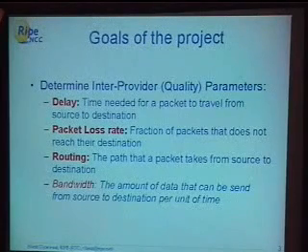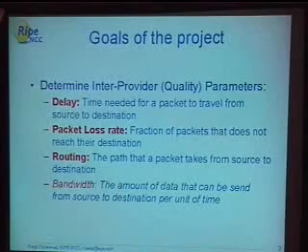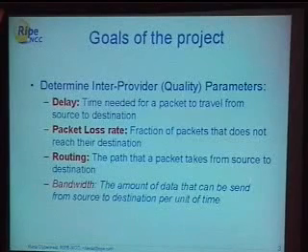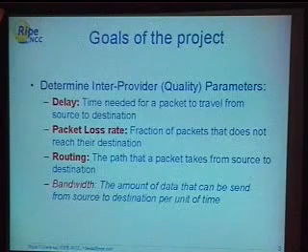Third one is the routing. That's the path that the packet takes from source to destination at the IP address level. Fourth one on our list, but that's something we haven't really looked into, is bandwidth, which is the amount of data per unit of time that you can send from one point to the other.